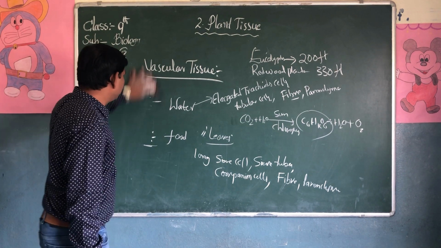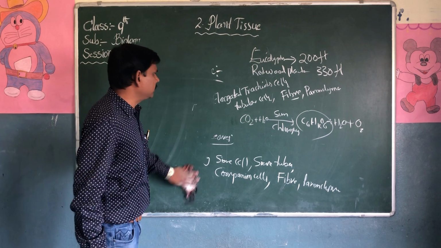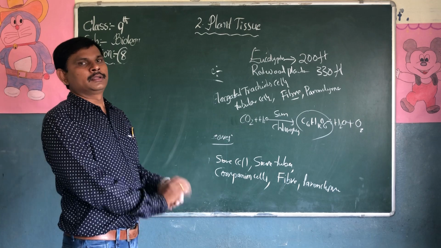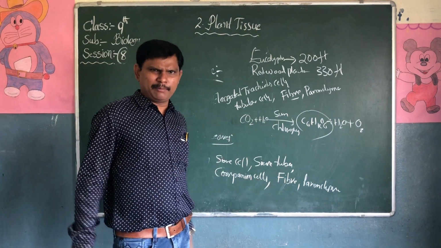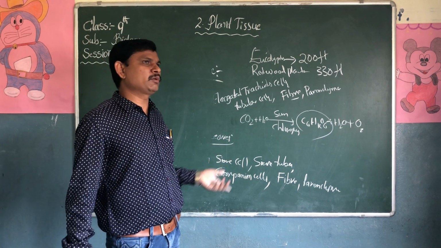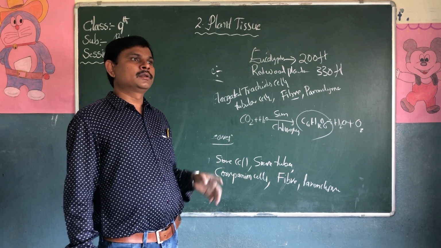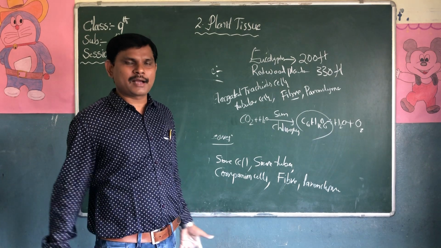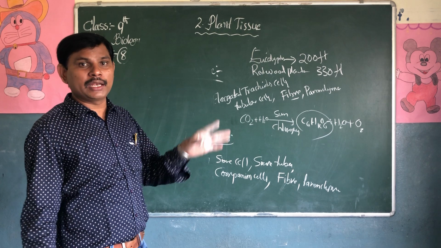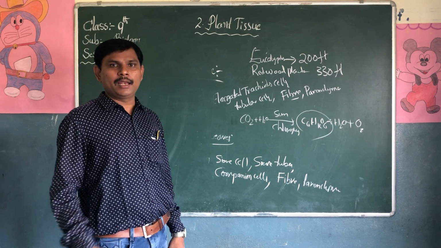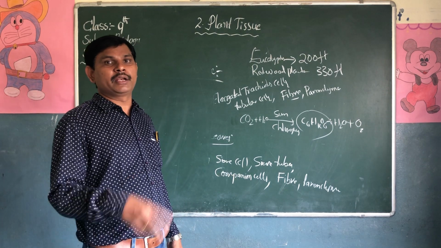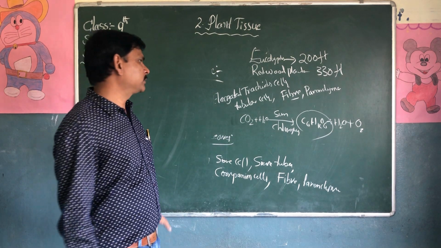What is ground tissue and what is vascular tissue? Ground tissue is the bulk of the plant body. It provides physical support. Again, three types: parenchyma, collenchyma, sclerenchyma. Parenchyma again has types: one is chlorenchyma with chlorophyll, then aerenchyma with air spaces, and the next one is storage, which stores food materials, water and waste material.